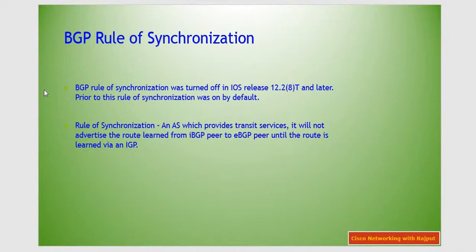An AS which provides transit services will not advertise a route learned from an IBGP peer to an EBGP peer until the route is learned via an IGP. Let us try to simulate the situation.